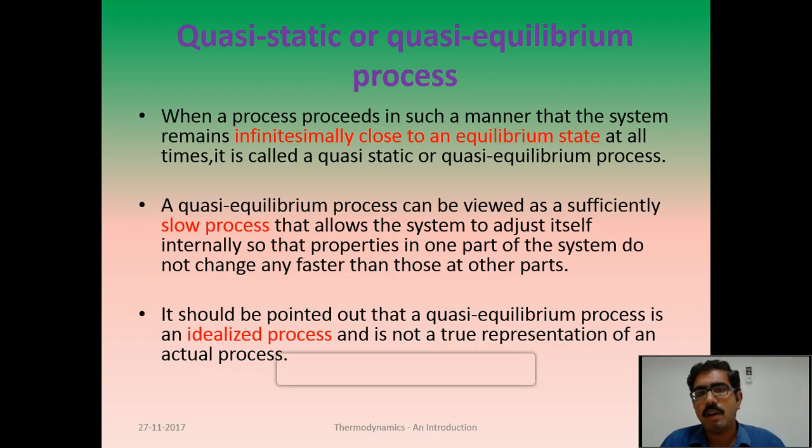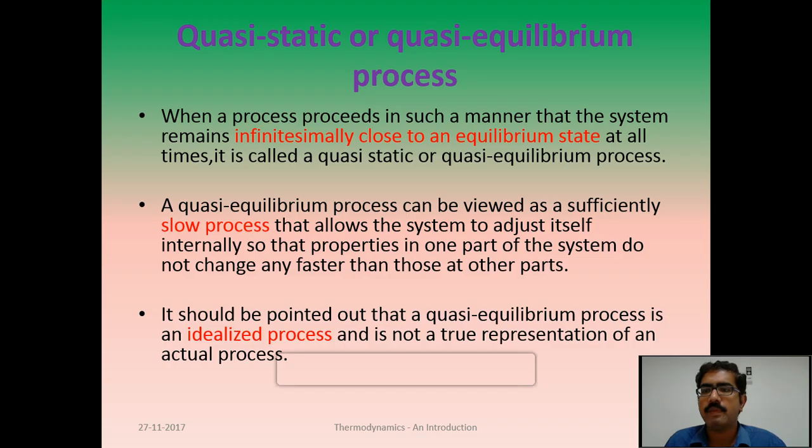Quasi-static process, or we can call it a quasi-equilibrium process. First of all, quasi-static process is the ideal process. But in nature we cannot say all processes are quasi-static, so it is an idealized process. And second, it is a very slow process. So what is a quasi-static process?